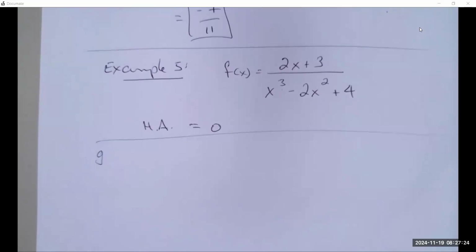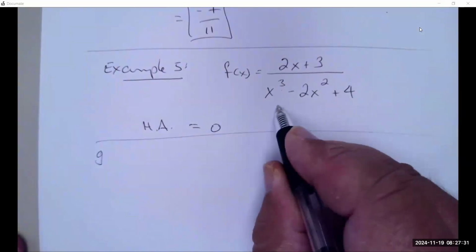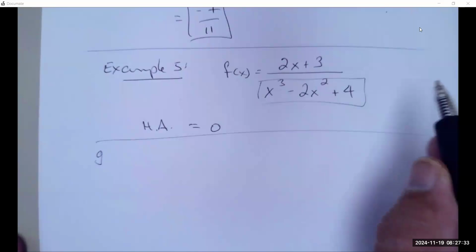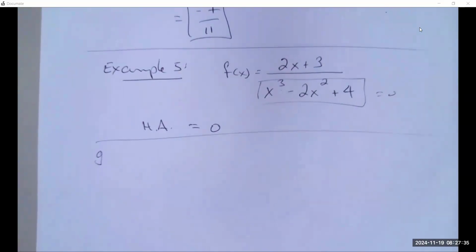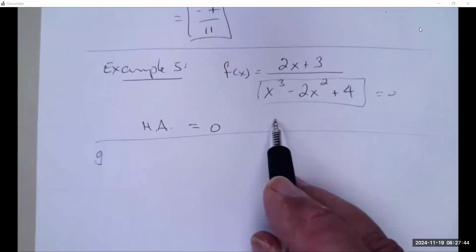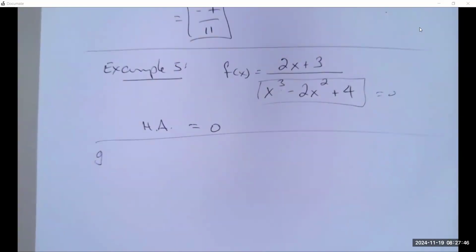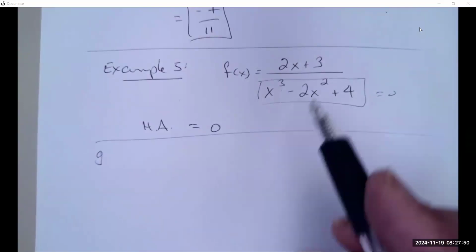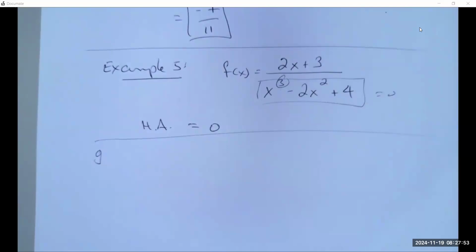What's the vertical asymptote in this one? We have to take the bottom, set it equal to 0, and solve. But that'll be a problem. We have to use what we did in the last section, chapter 4.5, the rational zero theorem, because we're supposed to have 3 solutions, and then we have to use long division or synthetic division to find which ones work.